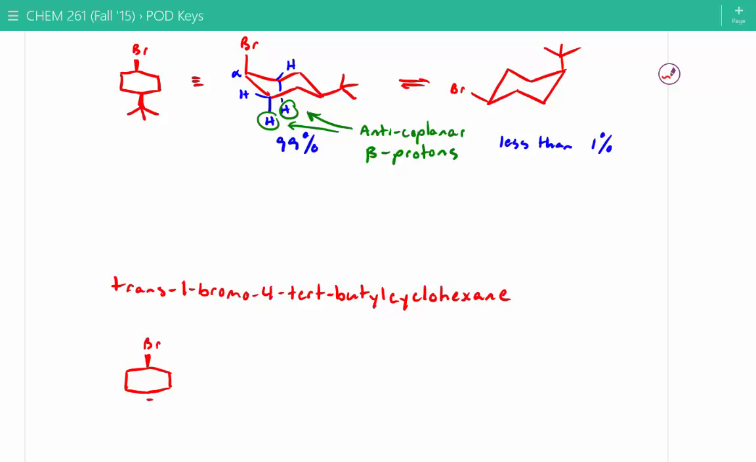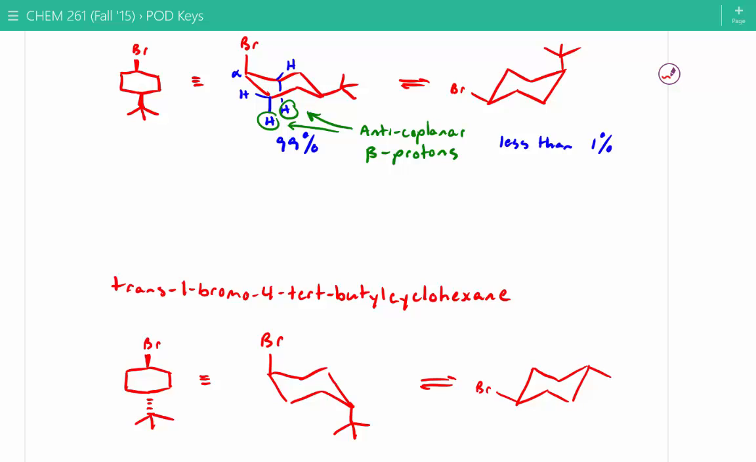So we've got Br, and the tert-butyl is now a wedge. Let's draw this as a chair structure. So the bromine's still pointing up here. Tert-butyl group would be pointing down. We've got an equilibrium with our other chair. Let me clean this up a bit. There we go. Now this bromine's equatorial, and this tert-butyl group is equatorial.